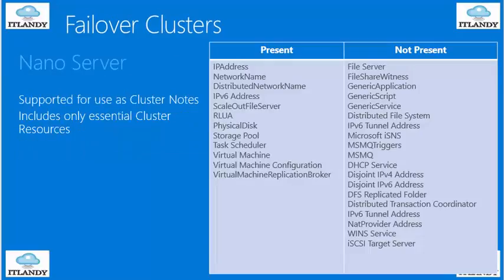Nano Server is supported for use in cluster nodes, including essential cluster, static IP address, network name, distributed network name, IPv6, physical disk, storage pool, task scheduler, virtual machine configuration, and replication. Features still missing or not available: file server, file share witness, generic application, all the way down to generic service and iSCSI target.